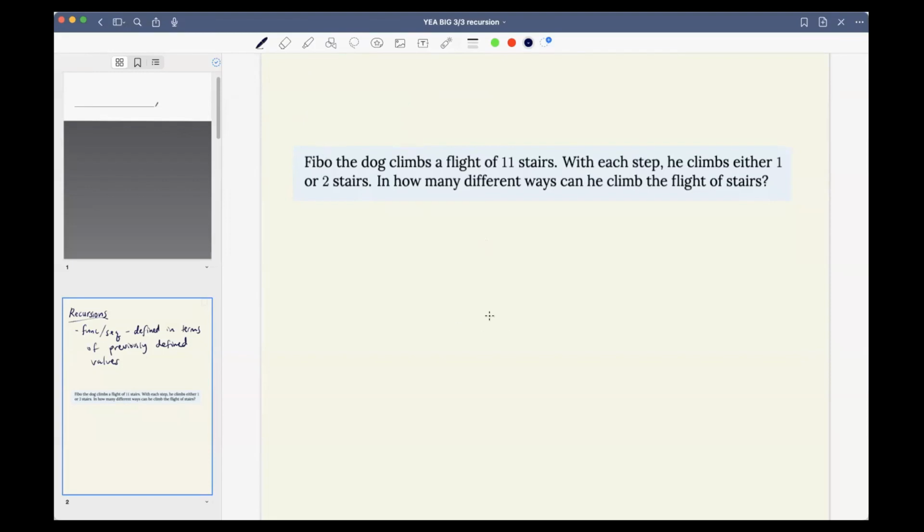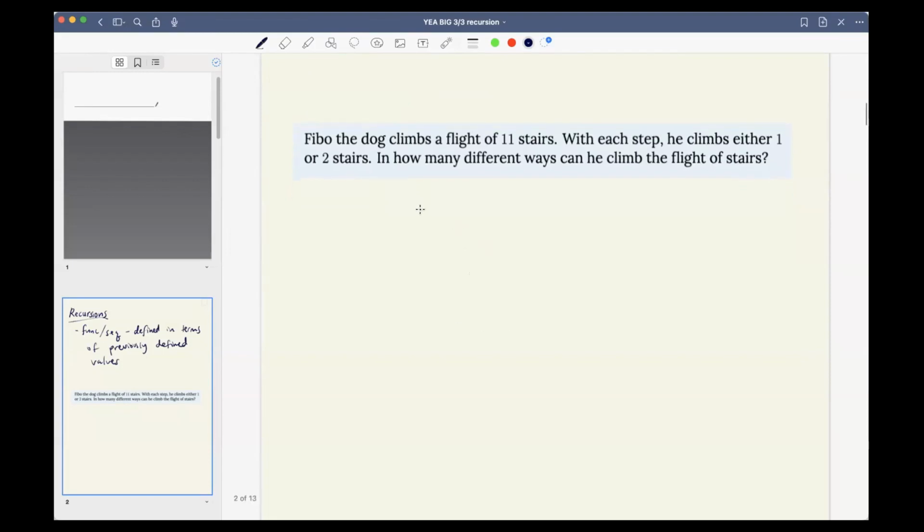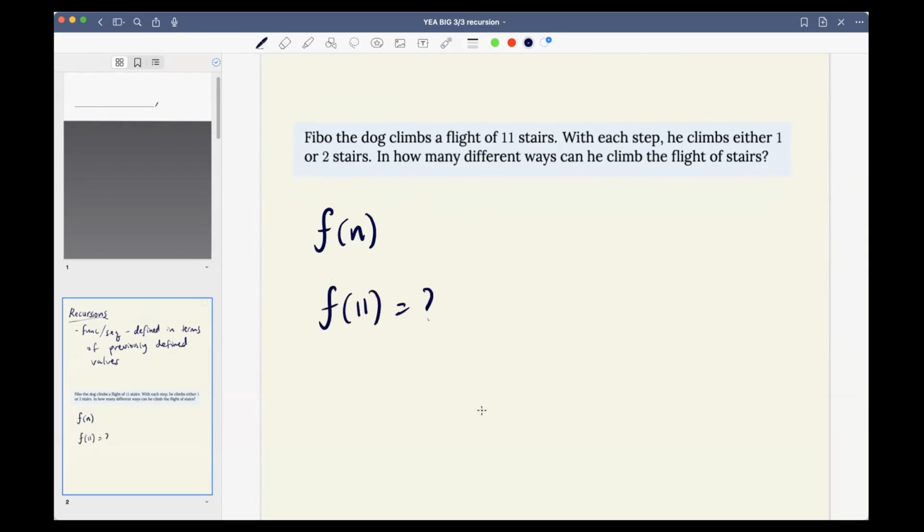All right, so for these types of questions, to make writing it simpler, we can define a function f(n) such that this is the number of ways to climb n stairs. Then you can consider the last step that he takes. We're trying to find f(11) right now. For the last step that he takes, there are two cases: he either takes one stair for the last step or two stairs.